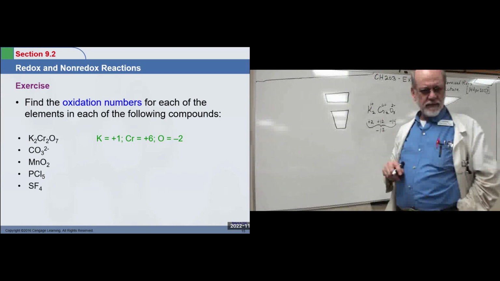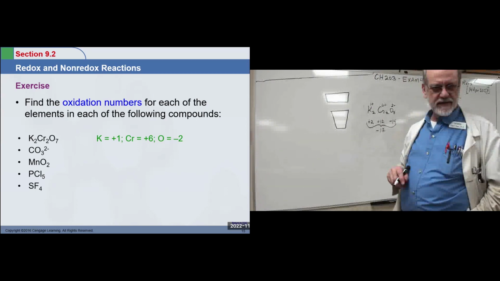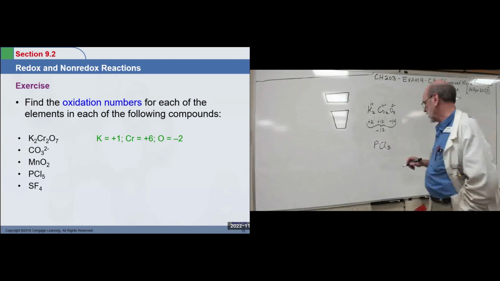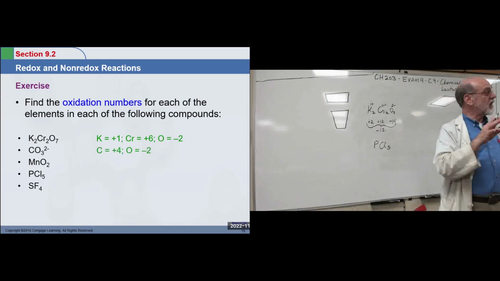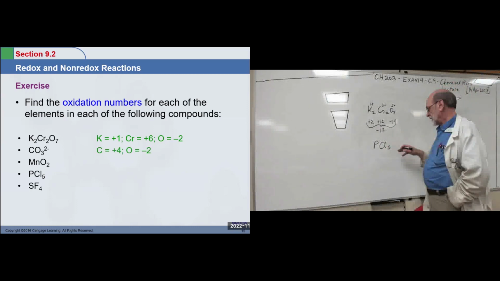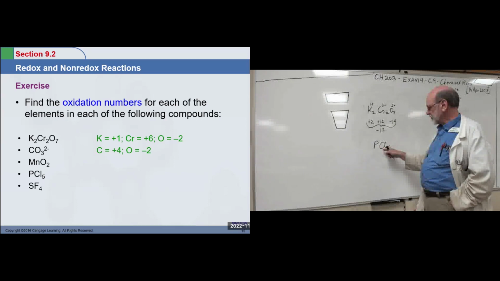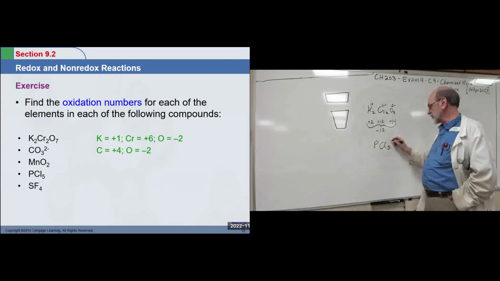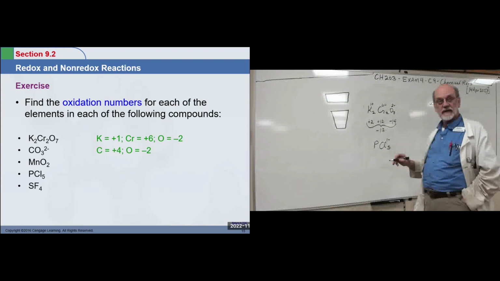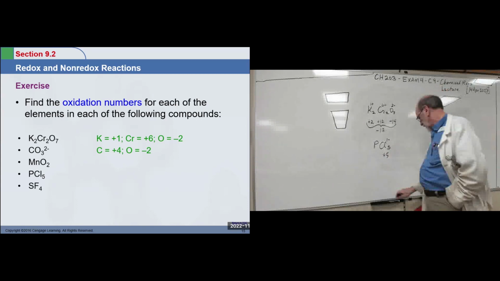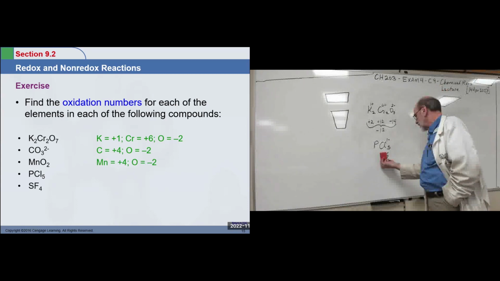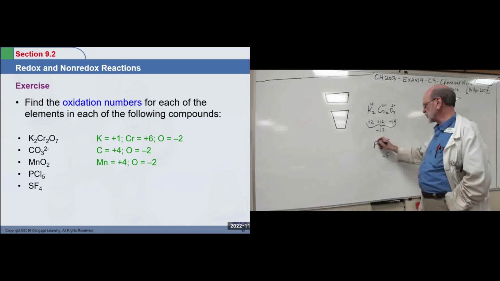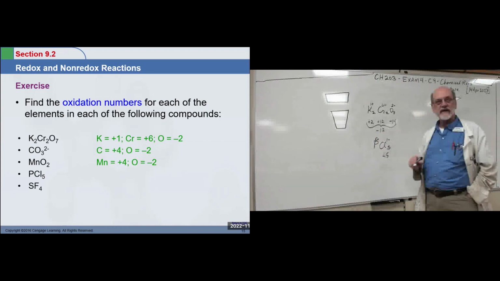Let's do another one. How about PCl5? Right. Halogens typically are -1. If you're confronted with a halogen attached to some other non-metal, go for the halogen first and set it at -1. Then that makes a -5 for the chlorine. That means this one phosphorus must be 5+.